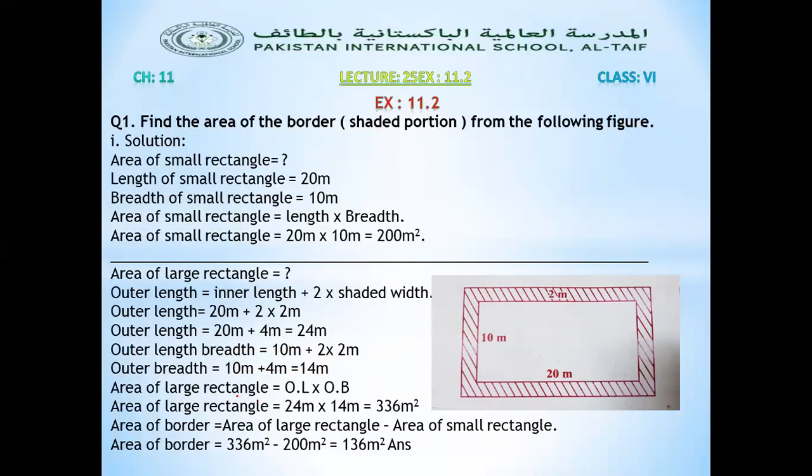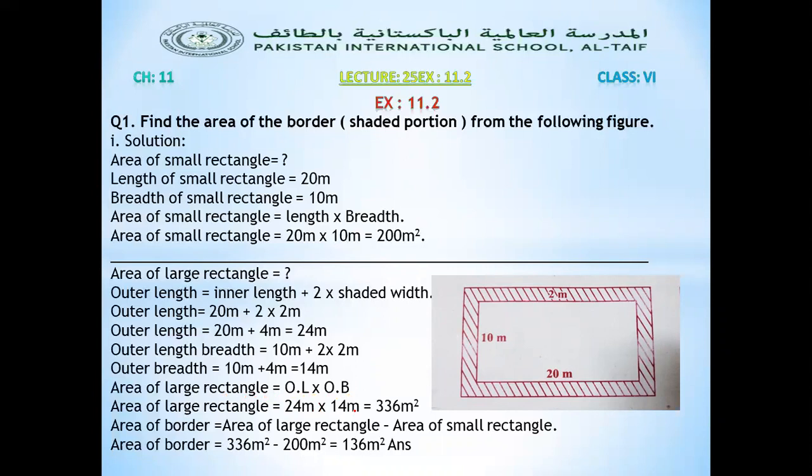Now we have to find the area of the large rectangle, that is equal to outer length multiplied by outer breadth. The outer length is equal to 24 meter and the outer breadth is equal to 14 meter, and after multiplication we have got 336 square meter.